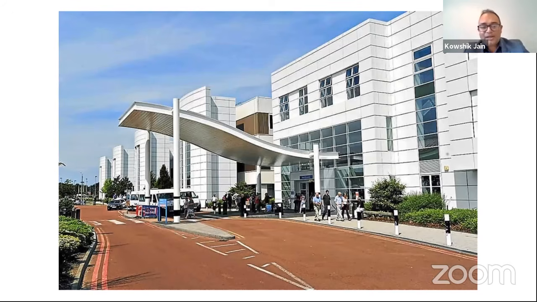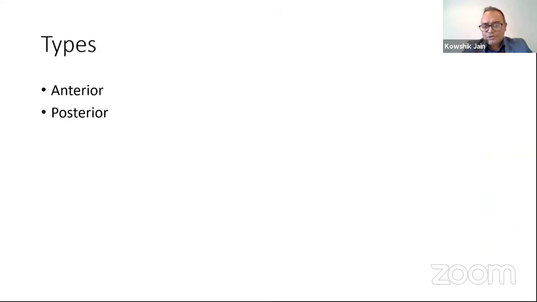So this is where I work, and this is called the Midland Orthopedic Center in a place called Dudley, about 15 miles from Birmingham in Midlands in the United Kingdom. Ankle arthroscopy has come a long way. Broadly, you can divide ankle arthroscopy into two groups: anterior ankle arthroscopy and posterior ankle arthroscopy. For the purposes of this talk, I'll stick to anterior ankle arthroscopy because posterior ankle arthroscopy is a separate talk in itself.